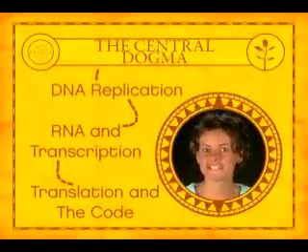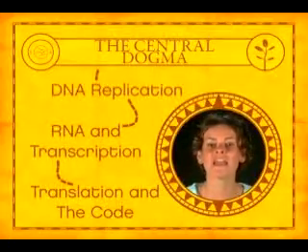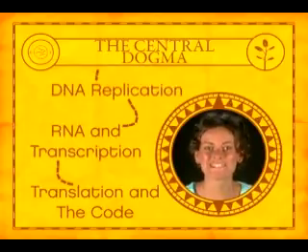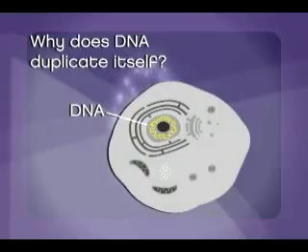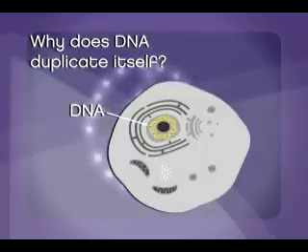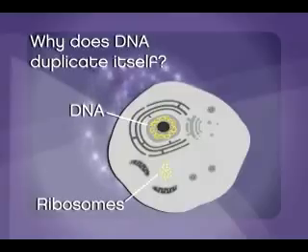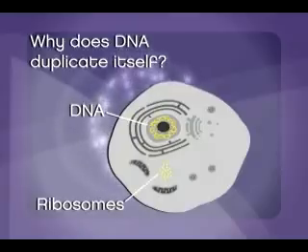Next stop along the central dogma, RNA and transcription. Let's go. So we just learned about how DNA duplicates itself, but why does it duplicate itself? Good question. Let's take a look at the bigger picture. We need DNA to make proteins, right? Well, when you think about it, it's kind of weird, because DNA is located inside the nucleus of the cell and proteins are made out here, in the cytoplasm, on the ribosomes.